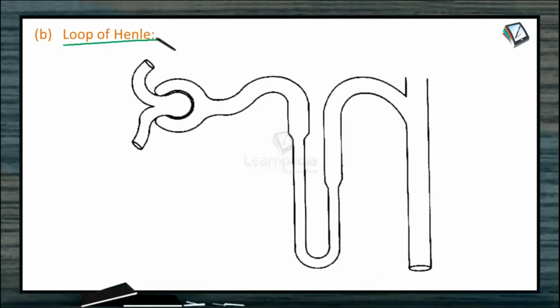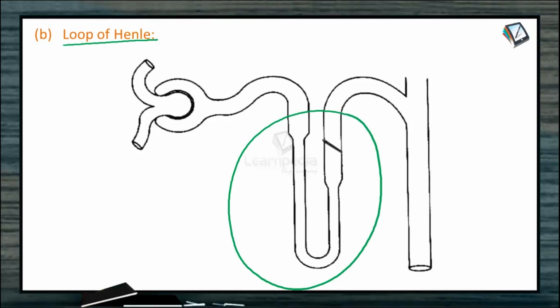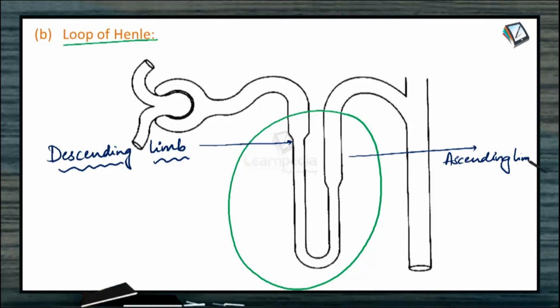Coming to the loop of Henle, this part is the loop of Henle comprising of the descending limb and the ascending limb. Descending limb, and this is the ascending limb. The descending limb is permeable to water. 15% of water is reabsorbed back into the blood from the descending limb of loop of Henle. But this descending loop is impermeable to the solutes and sodium ions, whereas the ascending limb is impermeable to water, but it is permeable to the solutes such as potassium ions, sodium ions, and chloride ions.